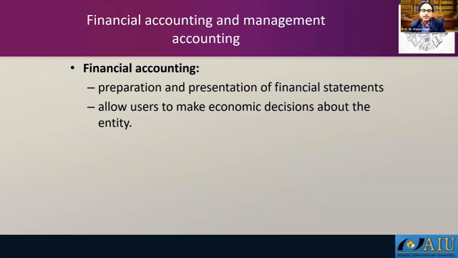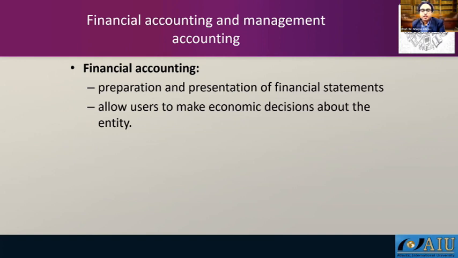where accounting is divided into two branches. One is called financial accounting, and the other one is called management accounting. I mean, there's no third type, and I think there will never be a third type, obviously. These are the two branches, and it's very important to understand the distinction between them.